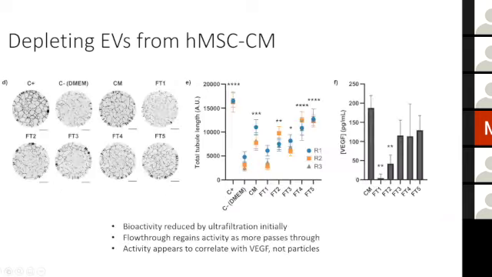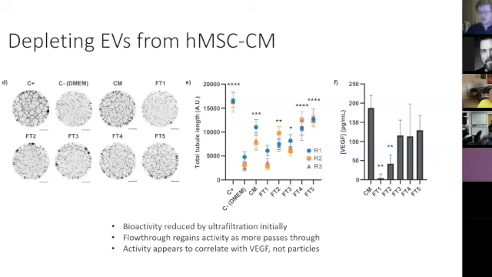However, when you go and look at the biological activity of these fractions in an in vitro angiogenesis assay, you see something that's a little bit concerning. If you look at the first flow-through fraction, in other words, the first 20 ml, it looks like removing EVs removes the bioactivity. So if you look here, this is the conditioned medium.